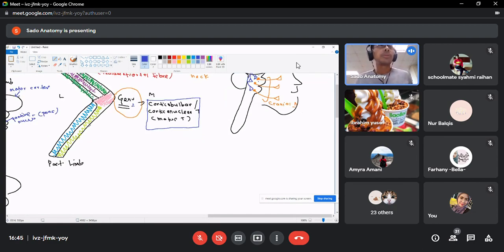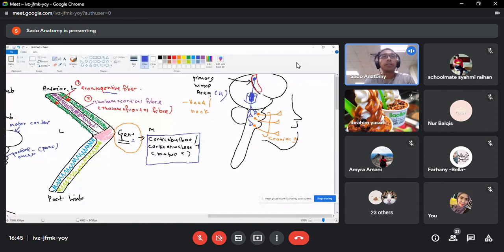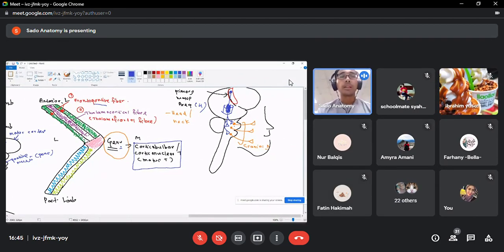Next, the last one, we go to the biggest part. The biggest part of the internal capsule will be your posterior limb of the internal capsule. You can imagine a lot of nerve fibers, a lot of axons basically passing through your posterior limb of the internal capsule. Meaning many tracts pass through the posterior limb. The anterior limb has only two fibers passing through, frontopontine and thalamocortical fibers, right? Whereas the genu, the smallest one, has only one fiber passing through, which is the corticobulbar tract or corticonuclear tract.